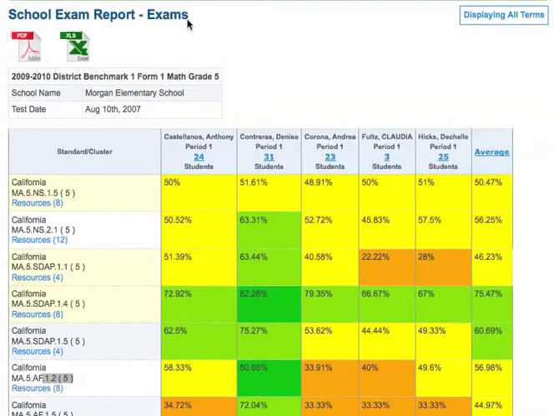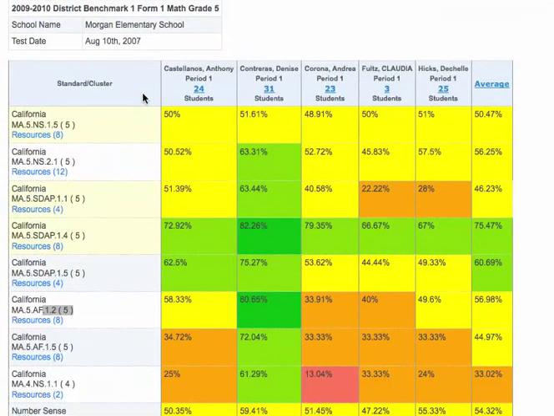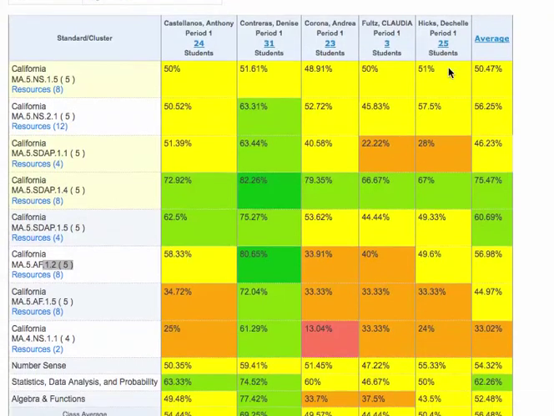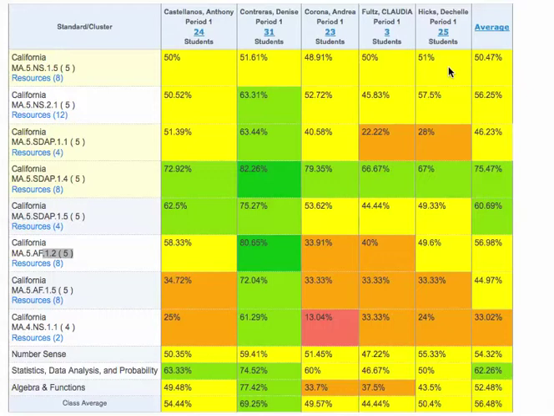Let's take a look now at a school exam report. In this particular case, this was Morgan Elementary School, a fictitious school, and this is a grade 5 math report. We have 5 teachers: Anthony, Denise, Andrea, Claudia, and Deshelle. And let's kind of pretend that they're sitting in a meeting looking at their data.